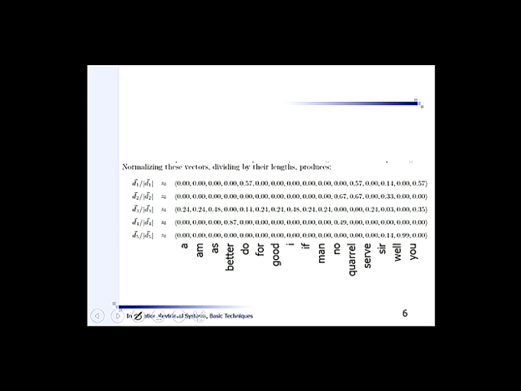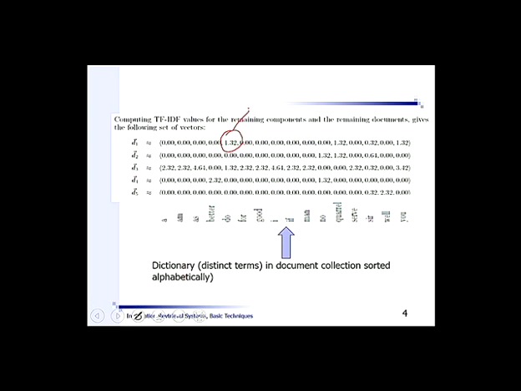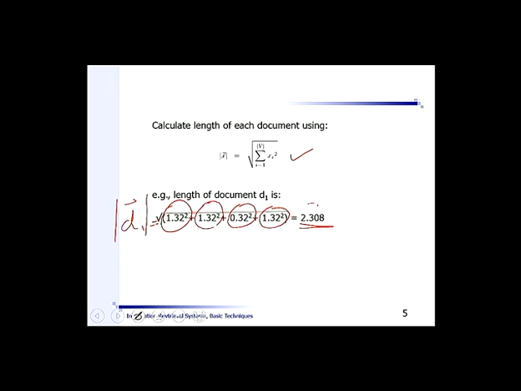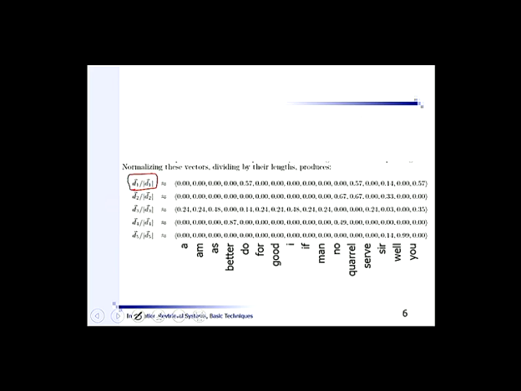In the next step, we divide the entire vector by this document length, so D1 by D1 mod. If you recall, the first component was 1.32. We take 1.32 and divide it by the mod, which was 2.308. Similarly, we take the next 1.32 and divide it by 2.308. We divide all of them by the length of the document vector, which is 2.308, and we get 0.57, 0.57, 0.14, and 0.57.